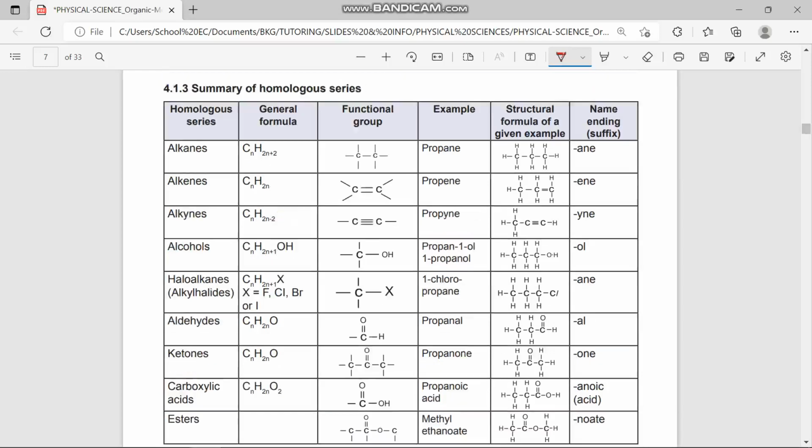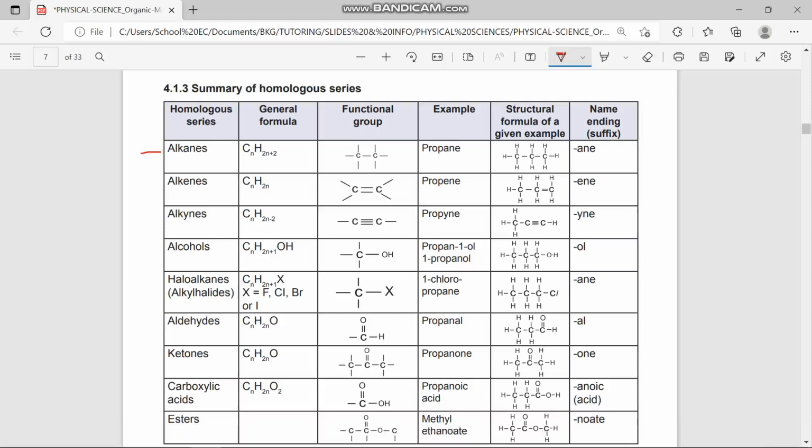As you can see, in organic compounds, we have homologous series. A homologous series is a group of compounds that share the same general formula and same functional group. For instance, the very first homologous series that we have here is alkanes. First of all, we have 9 homologous series, by the way. Alkanes, 1, 2, 3, 4, 5, 6, 7, 8, 9. So we have all of these.